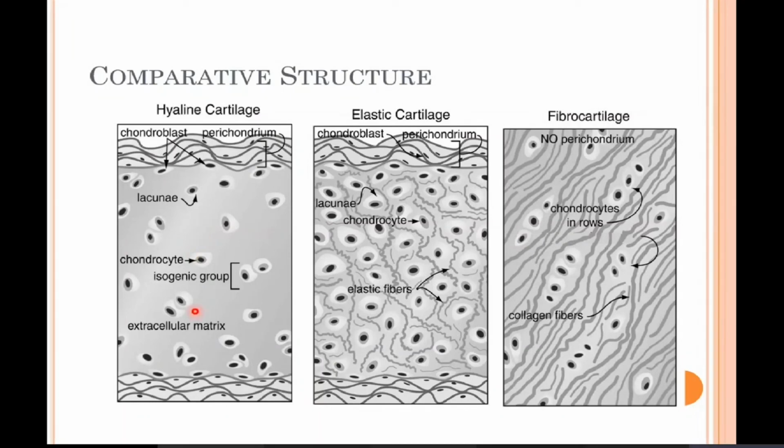Elastic cartilage is present in the epiglottis and in the ear, where excessive flexibility is required. Fibrocartilage is present in the intervertebral discs and knees, and in the skull and in the jaws, where immovable types of joints are required and more shock absorbance and sturdier support is required. So that was the comparative structure of all three different types of cartilage.